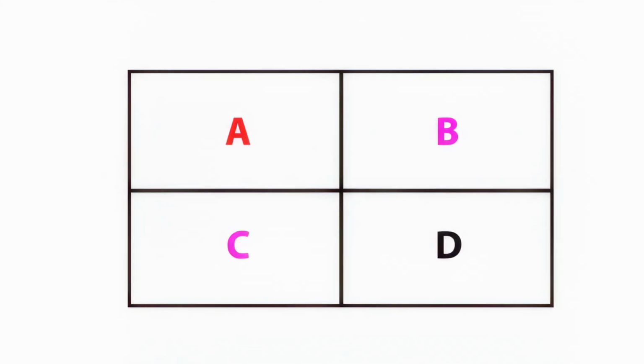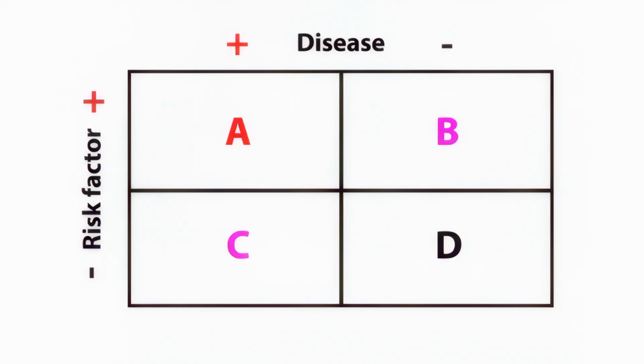Let's build another 2x2 table, just like we did for sensitivity and specificity. This is labeled slightly different. We still have disease written on the x-axis, but for the y-axis, instead of looking at a test result, we're now looking at some exposure, some risk factor. This table will help you determine the relationship between the risk factor and the disease outcome.